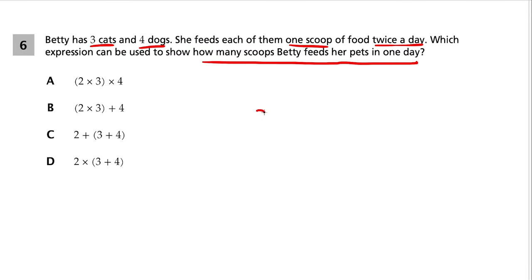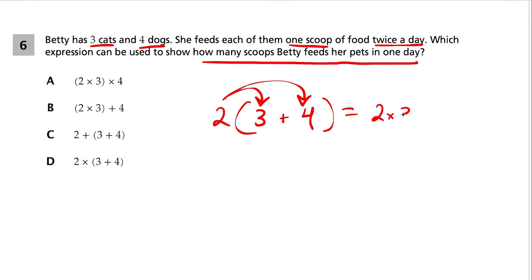So just looking at this, we have 3 plus 4 pets, and they're each getting 2 cups of food. So I'm just thinking distributive property here. And this would give us 2 times 3 plus 2 times 4. So this is just my thought process before I look at any answer choices. And now when I look, even if I wanted to work this out, 2 times 3 is 6, plus 2 times 4 is 8.